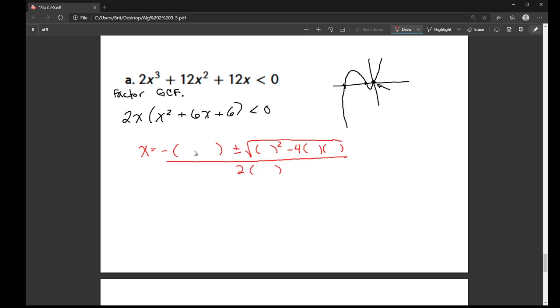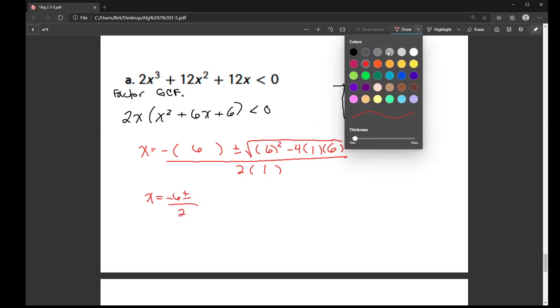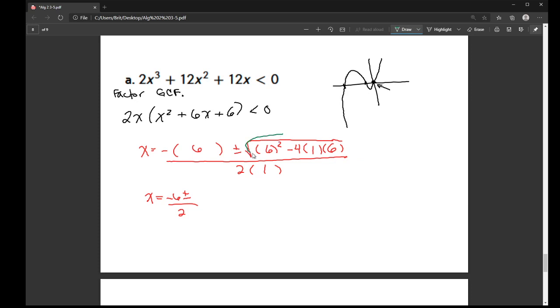Alright, so my b value is 6, my a value is 1, and my c value is 6. So if I start to clean up, I have a negative 6, 2 times 1 is 2, and if I pull this radical to the side, 6 squared is 36, and then 4 times 6 is 24, times 1 is 24. So I'm looking at the square root of 12.